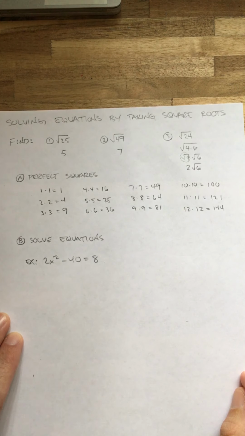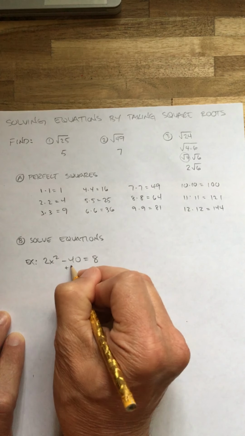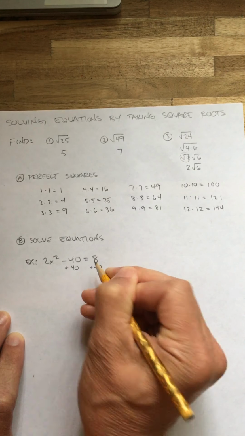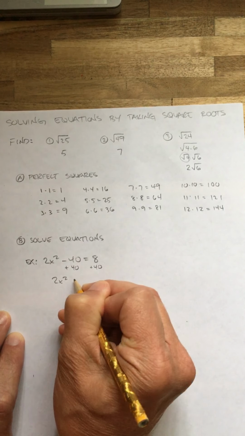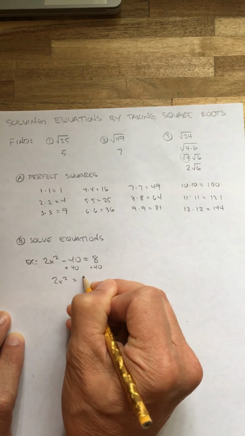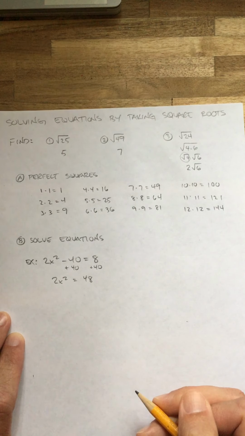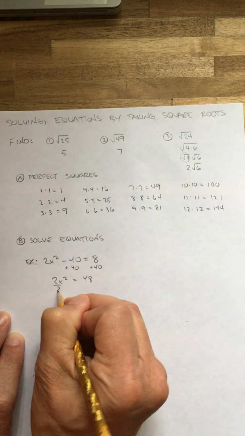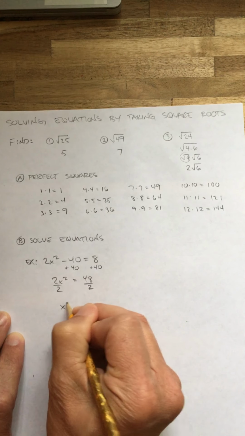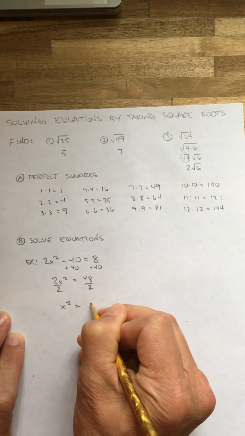We want to get the x squared by itself. So the first thing we have to do, add 40 to both sides, and we get 2x squared equals 8 plus 40 is 48, okay? Then we have to divide by 2 on both sides, and x squared equals 48 divided by 2 is 24.